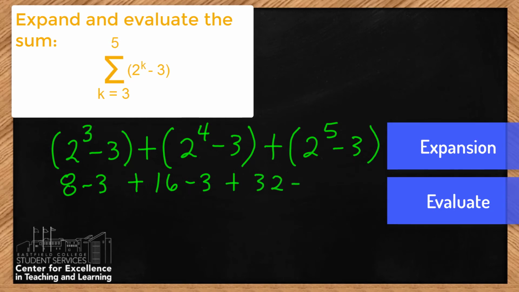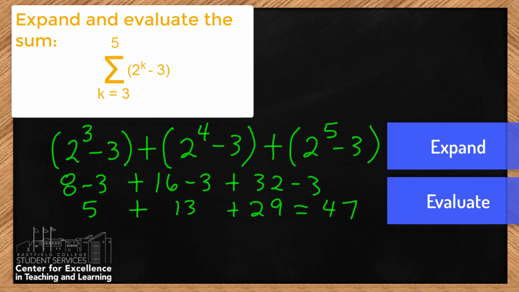And then we can just calculate the whole thing in our calculator. 5 plus 13 plus 29. And the final solution would be 6. That's all there is to it.